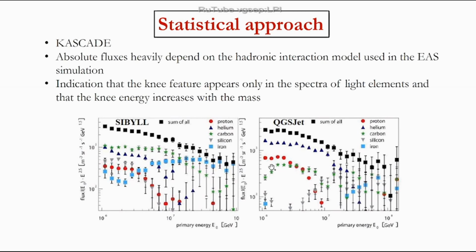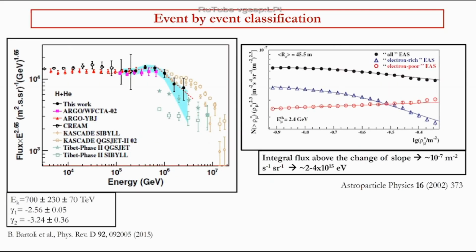The common feature between the results obtained with different interaction models is that the spectra of the light elements always show the knee, and the position of the energy of the knee increases with the mass of the primary particle. No knee of the iron component was observed by KASCADE. This is a summary of some of the results obtained by a statistical approach to mass group separation.